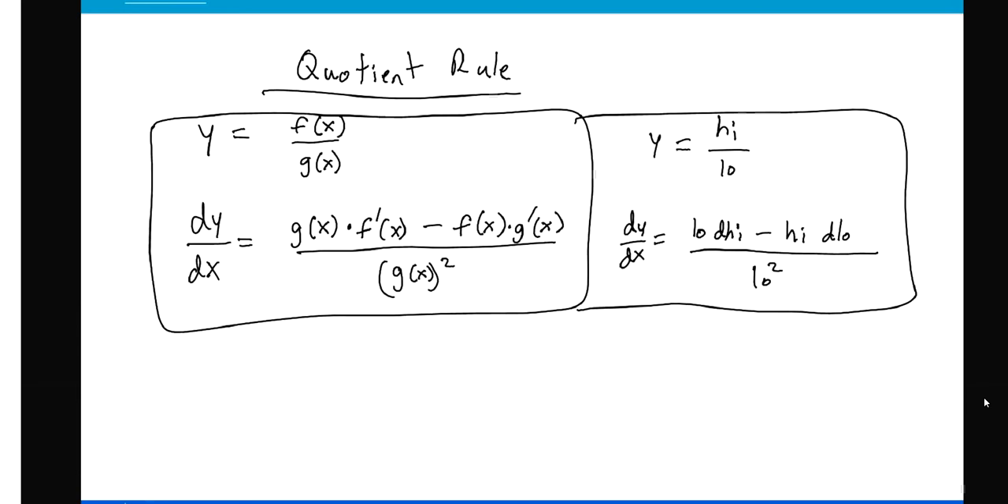Make sure you have low d high written first. Big mistake on the quotient rule is people will reverse that numerator, and your answer will be wrong then, because your sign's going to be off. So it's got to be low d high first, then minus high d low. It's got to be in that order.